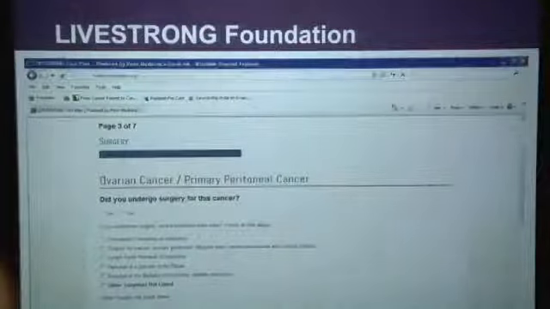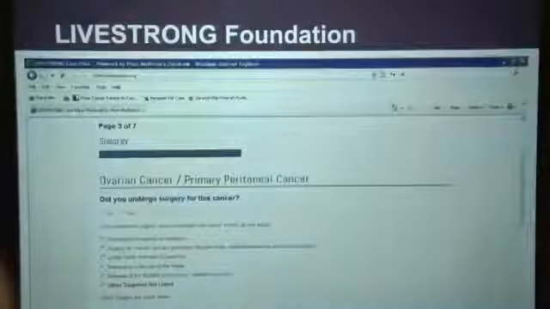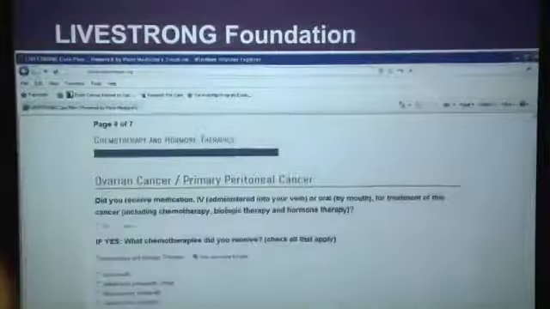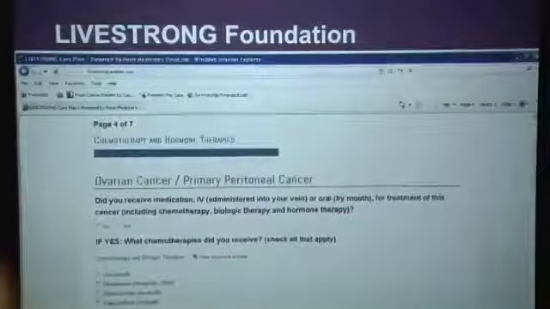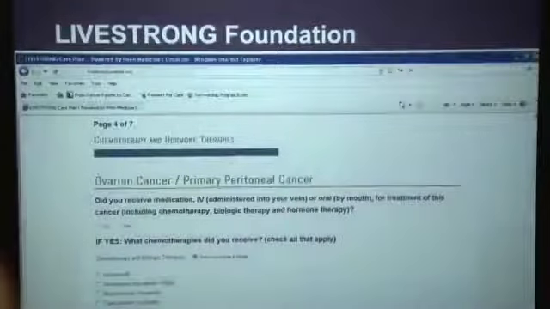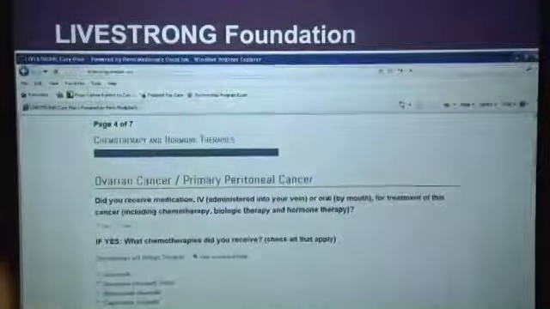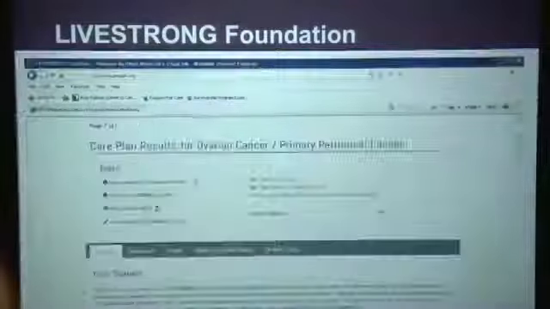It will ask you what kind of treatment you received. Did you have surgery? What kind of surgery did you have? It will ask you about the different treatments that you had, and as you can see, Avastin, which I know has been talked about a lot today, is listed there. And if you didn't receive any chemotherapy, you just click no, and it prompts you to the next page.